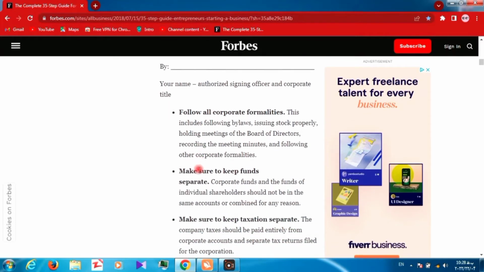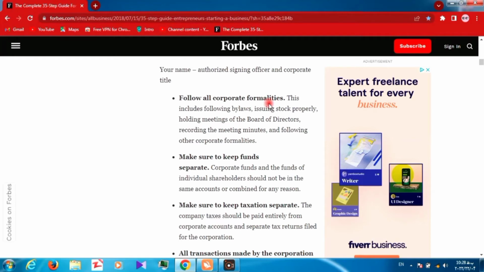The next procedure is follow all corporate formalities. This includes following bylaws, issuing stock properly, holding meetings of the board of directors, recording the meeting minutes, and following other corporate formalities. Formalities are the activities that are being done regularly within the corporation. So you should consider and observe those formalities all the time at any cost.